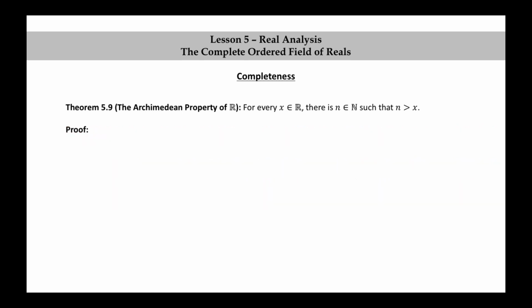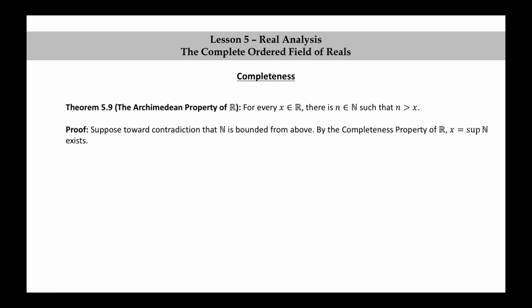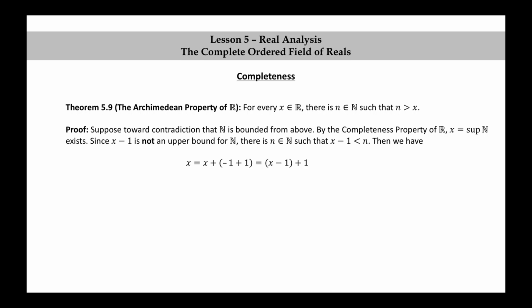Let's write out the details now. Proof. Suppose toward contradiction that the set of natural numbers N is bounded from above. By the completeness property of the reals, x equals the supremum of N, or the least upper bound of N, exists. Since x minus 1 is not an upper bound for N, there is a natural number little n such that x minus 1 is less than n. Then we have x. Using the standard advanced calculus trick, we could write x as x plus negative 1 plus 1. And then using associativity, we could write that as x minus 1 plus 1, which is less than n plus 1.